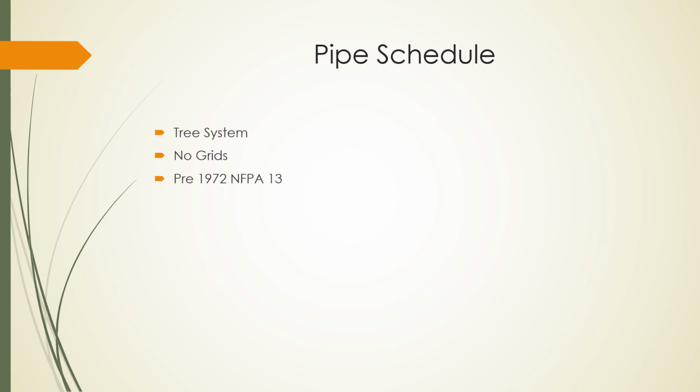And we know that up until 1972, with the introduction of the density area curves, the only systems in place for NFPA 13 were pipe schedule systems. So pre-72, we make the determination that a tree system is a pipe schedule system, and post-72, that will involve a little bit more investigation.